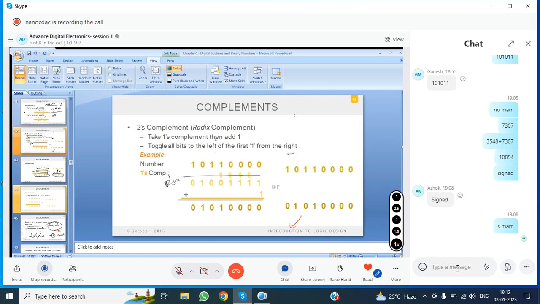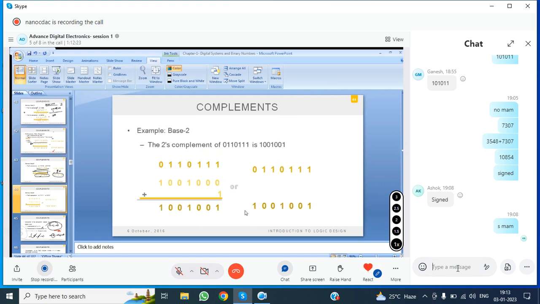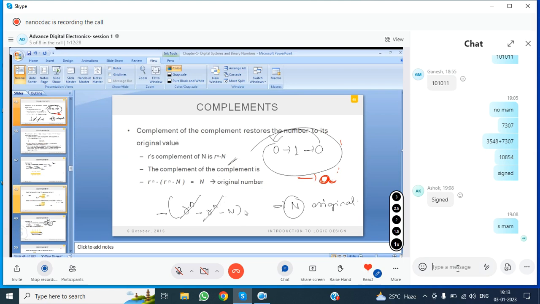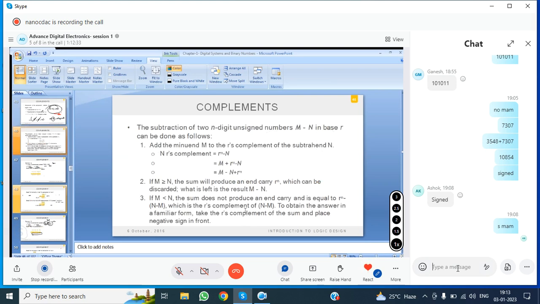For 2's complement, whatever the binary number is, you first do the ones complement and then you add 1, that is nothing but your 2's complement. So this is the number, this is the ones complement, to this ones complement you add 1, and the result is nothing but the 2's complement. See here, these are the examples for 2's complement. Next one is complement of the complement. Complement of the complement will give you the original value back. So this is about the complements.